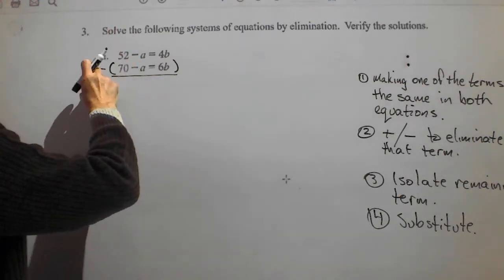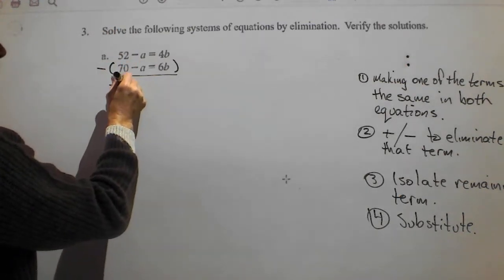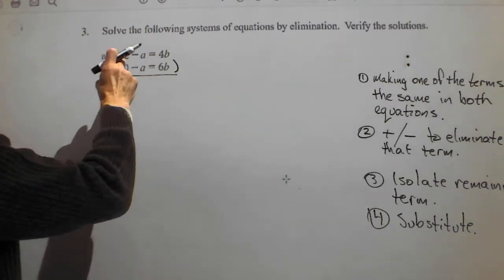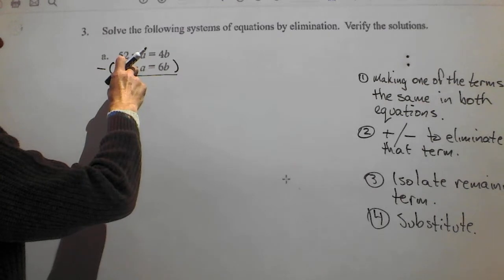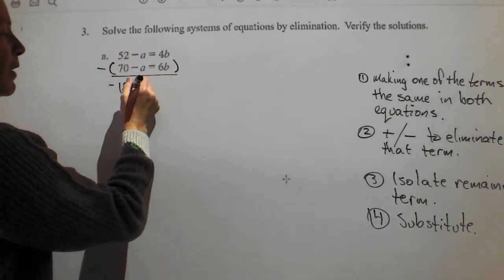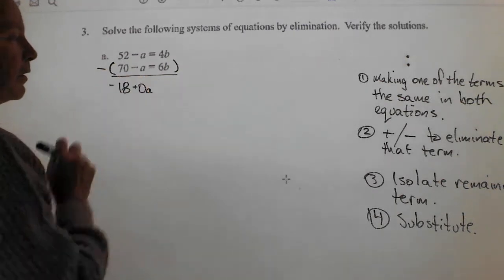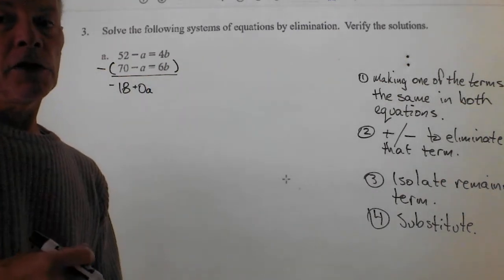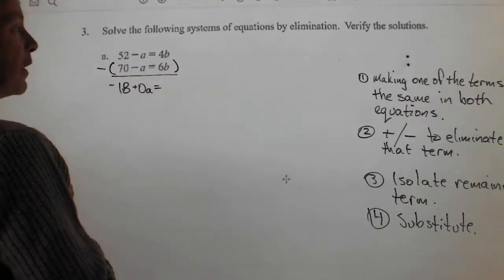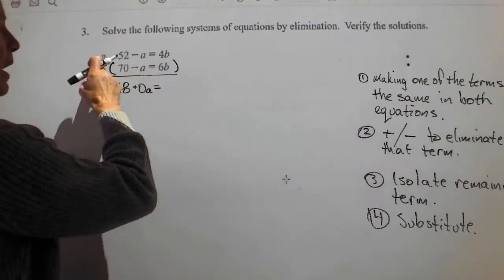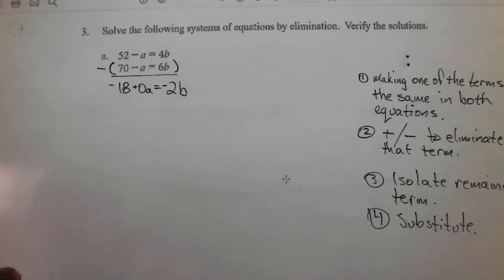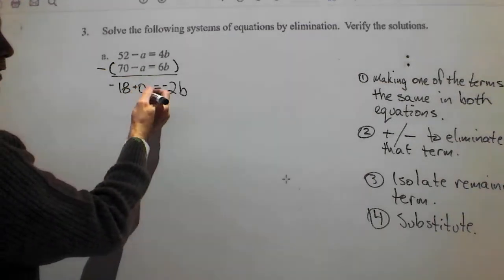So 52 minus 70 will give us negative 18. Negative a minus negative a, remember this double negative is like saying negative a plus a, and negative a plus a will give you 0a. Okay, 1 minus 1 is 0. Equals, just bring the equal sign down, and then 4b minus 6b gives you negative 2b. Okay? Now we know that this 0a just cancels.